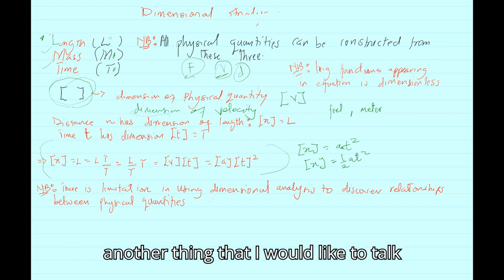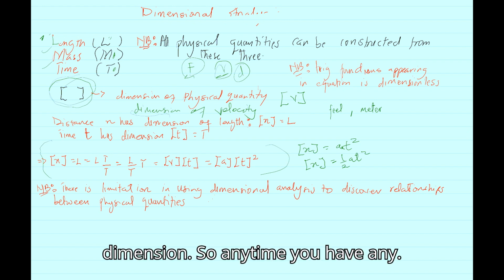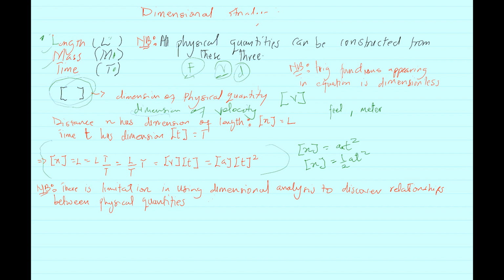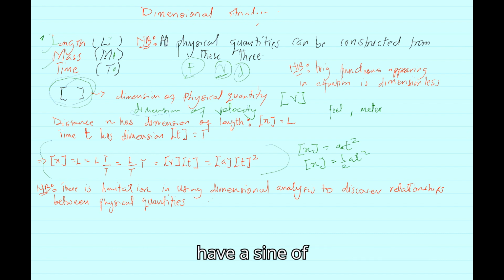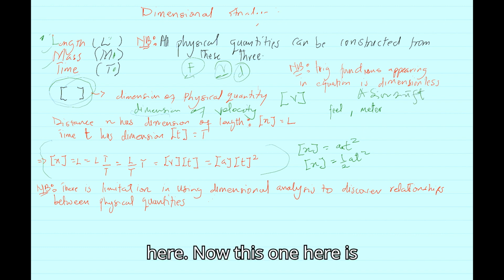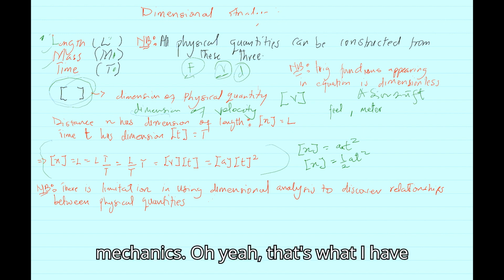Another thing I would like to talk about here is that a trig function appearing in an equation is dimensionless. So anytime you have trig functions in an equation, for example a sine of 2 pi ft, this one here is dimensionless. It doesn't make sense in mechanics. That's what I have to say about that.